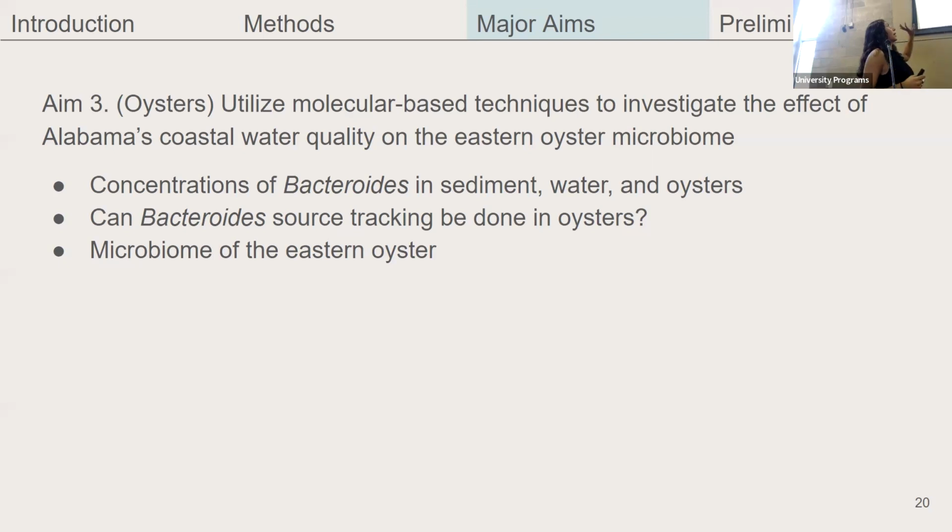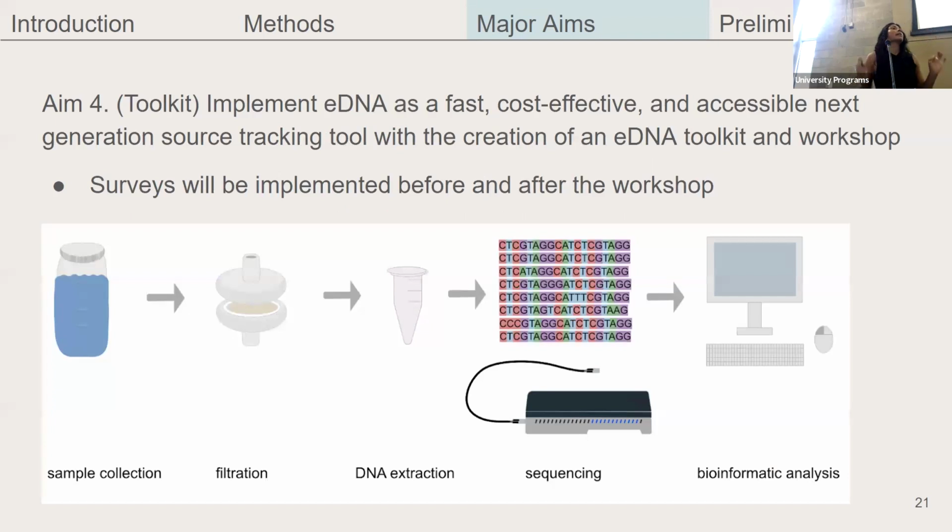I might do a method comparison with that between Illumina and Oxford Nanopore. So that might be cool. And then aim 4 is my toolkit chapter.